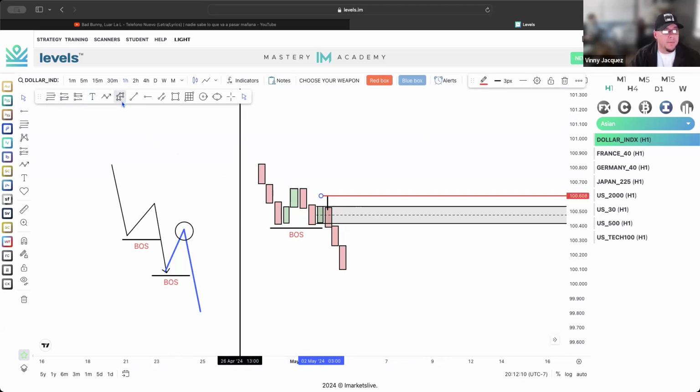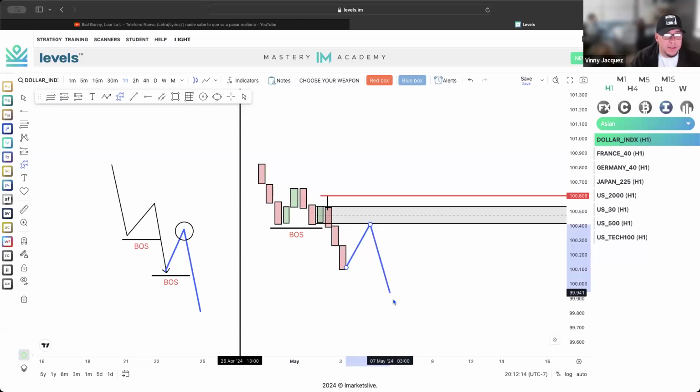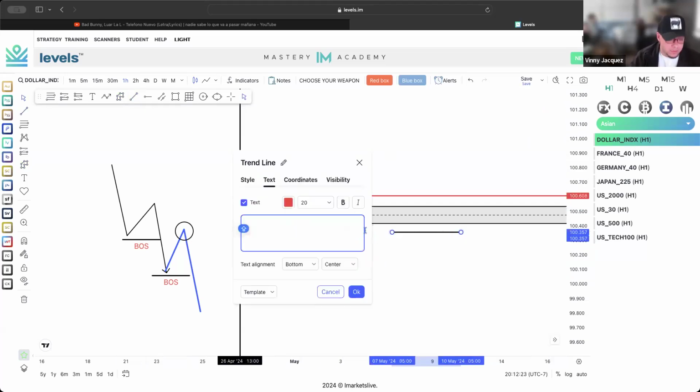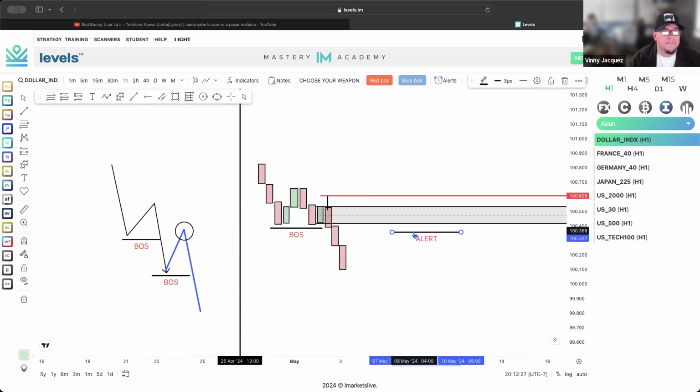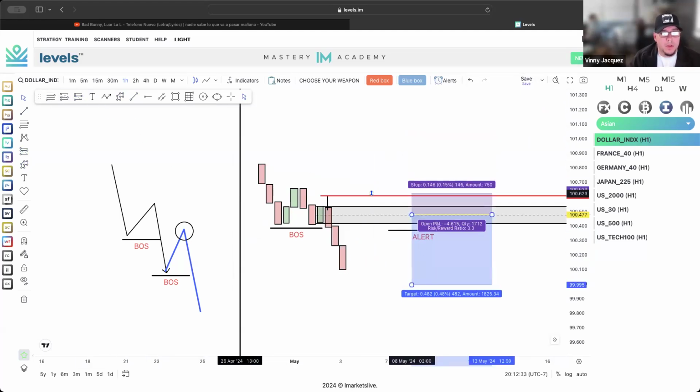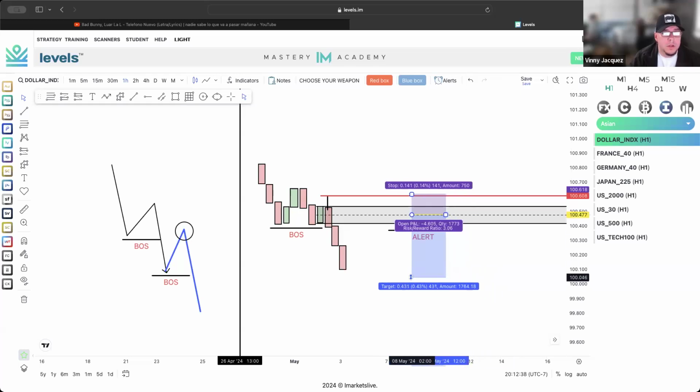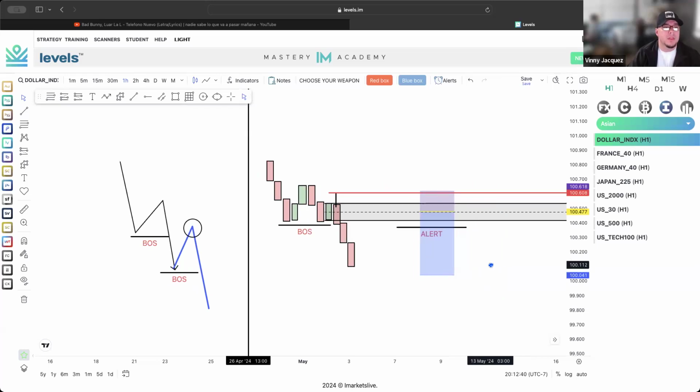All right, guys. So now the pullback. We're waiting for the market to come pull back so we can go ahead and send this down, right? So now we have to go ahead and set an alert. First and foremost, set an alert. Boom. Let's go ahead and set up the trade. We know where we want to buy. We know where our stop loss goes. And it's a minimum 1 to 3 risk to reward. Boom. This is the trade, guys.